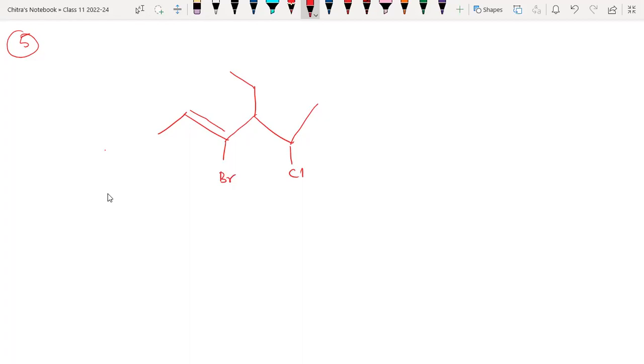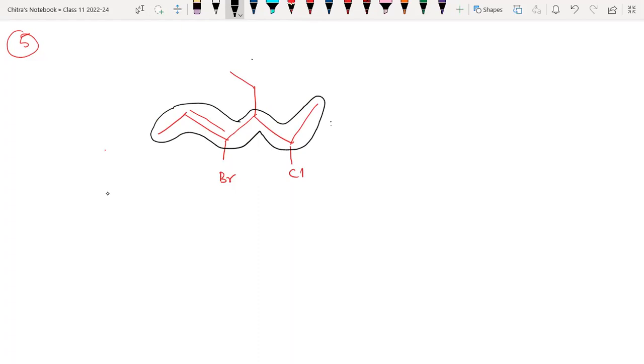Okay, we have to write the name for that. We have to select the longest chain first. So this one will be the longest chain because we have a multiple bond here. Now, from here, in which side do we have to move? I have already told you, we have to select the longest chain towards chlorine, because chlorine is a substitution here. So this is our longest chain.